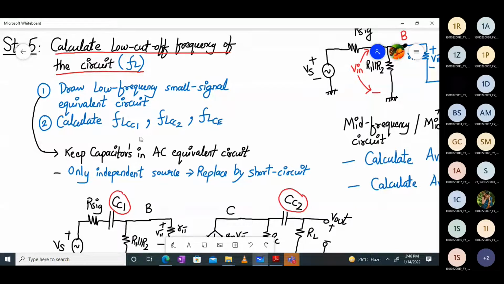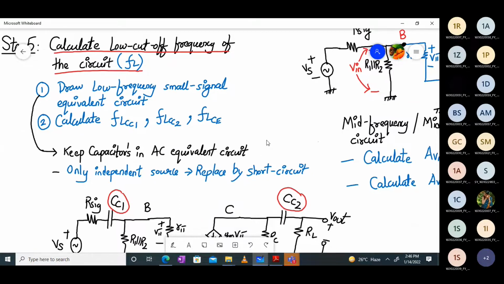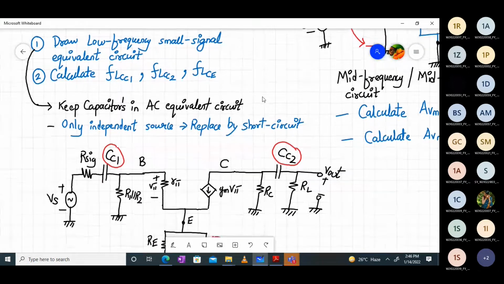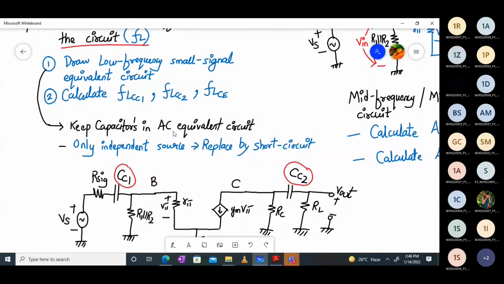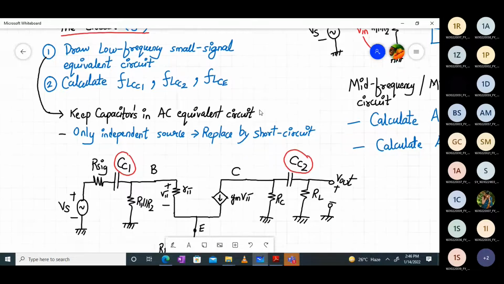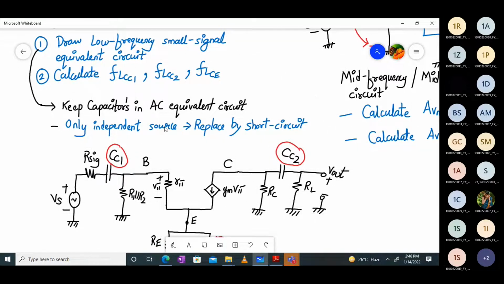There are three external capacitors connected. So each of them will provide a lower cutoff frequency, right? I will talk about it in detail right now. To draw the low frequency small signal equivalent circuit, what do we do? We keep the capacitors as they are in the AC equivalent circuit, and will replace only the independent sources by a short circuit. Okay, so that is what we will do.